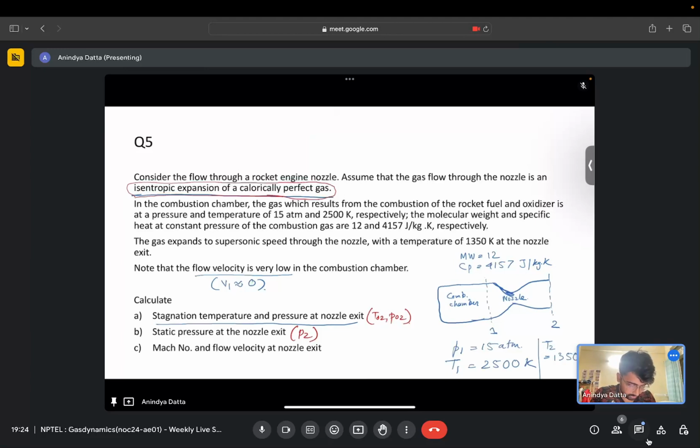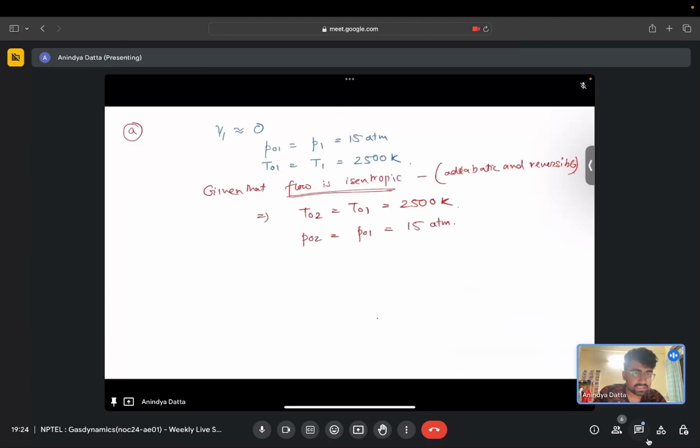So we can apply this. The flow is isentropic, right? So we can apply the isentropic relation between state point 1 and state point 2, or we can apply the isentropic relationship between the stagnation state and the static state. So P2 by P02 is equal to T2 by T02 whole to the power gamma by gamma minus 1. Okay, so P2 is what we need to find out.